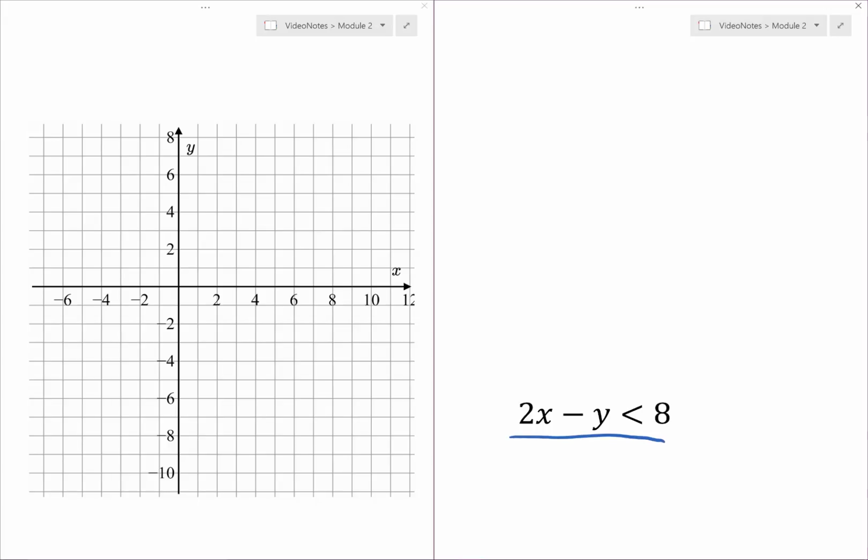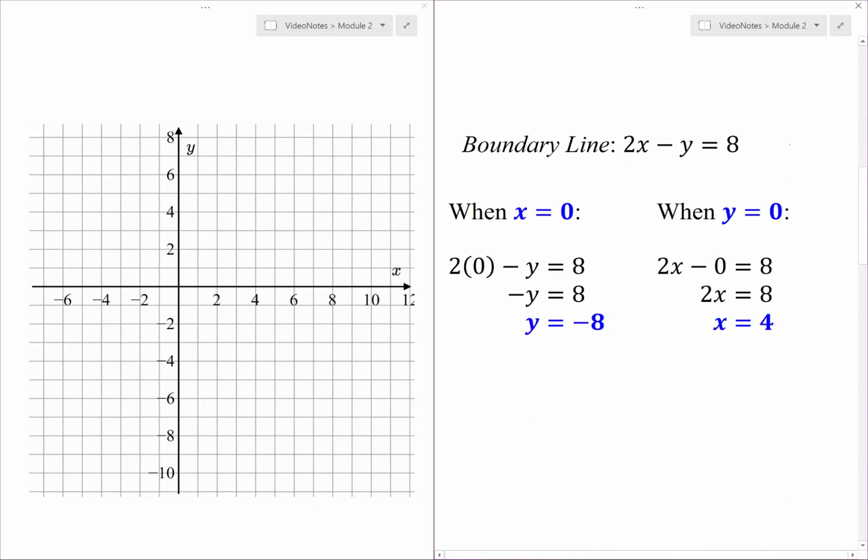So when graphing a linear inequality, we always start by graphing the boundary line, which in this case is 2x minus y is equal to 8. We can plot this by finding any 2 points on the line and then drawing a line that passes through those 2 points. The easiest points are generally the intercepts.